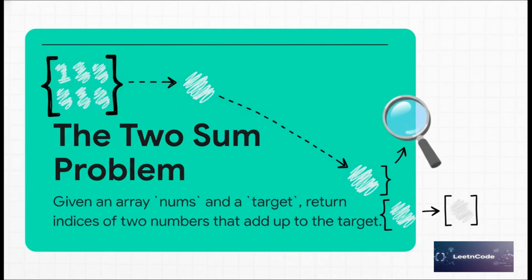Okay, let's translate that shopping trip into the language of code. The formal problem statement goes like this. We're given a list of numbers, an array that we'll just call nums. We're also given a specific goal, a target number. Our job isn't just to find the two numbers that add up to that target, but to find their positions in the list, or what we call their indices.